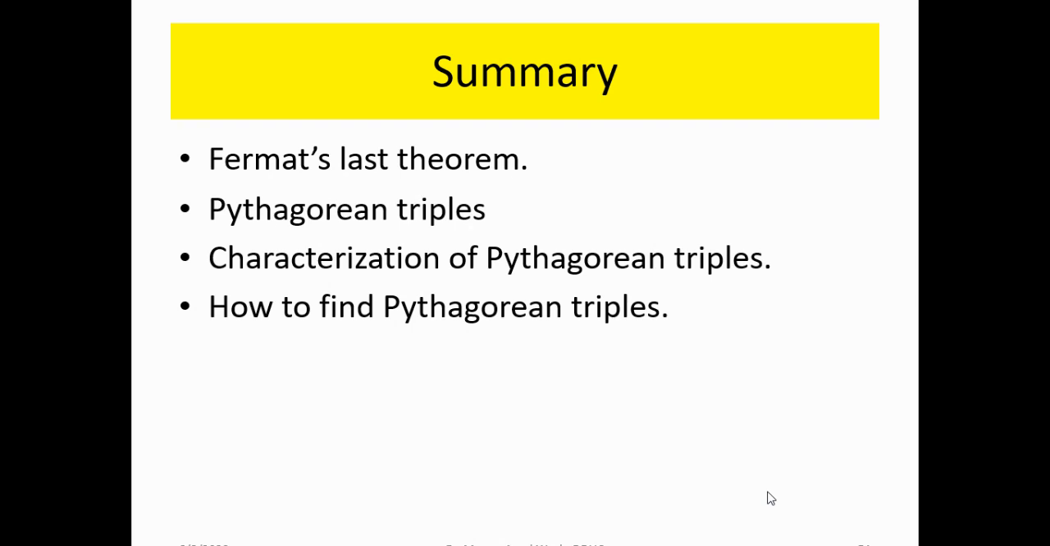Let us see what we have seen in this lecture. First of all, we have studied Fermat's last theorem. We have given what Fermat's last theorem was. There is no proof of that theorem here, but we have characterized the Pythagorean triples. First, we saw the definition of Pythagorean triples. Then we gave the formula given by Pythagoras, and then the characterization of Pythagorean triples, which is different from the formula given by Pythagoras. Finally, we saw the trick of how to find Pythagorean triples when x is even, and in another case when x was odd. So this is all about this lecture.